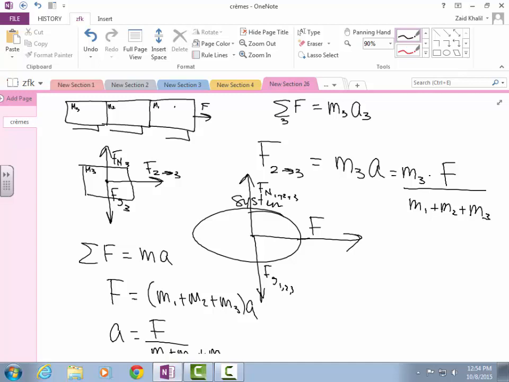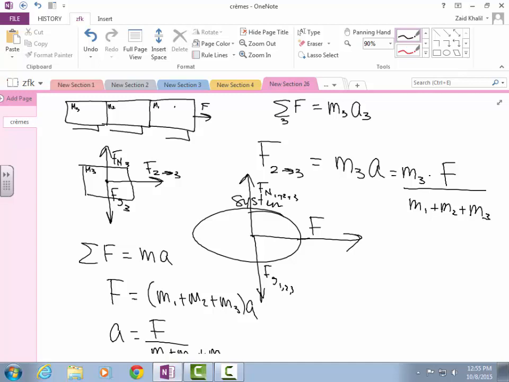So what do we get? M2 plus M3 times F over M1 plus M2 plus M3. So we're finding the forces on M2. This is the contact force of 1 on 2. Notice that contact force is equal to what? So now I want you to think about what the significance of this is. Talk to each other for a minute. The physical significance of this.